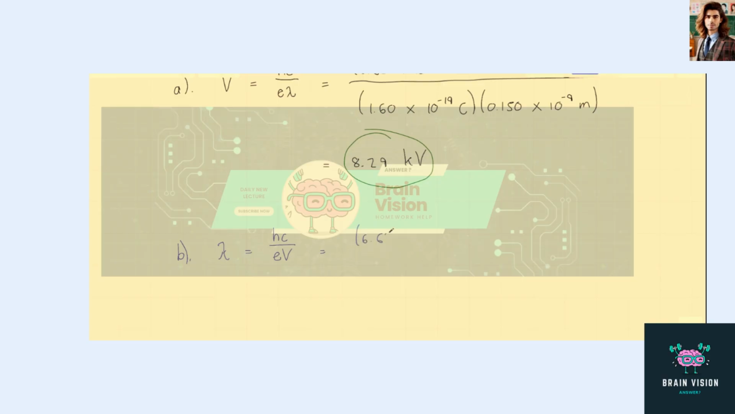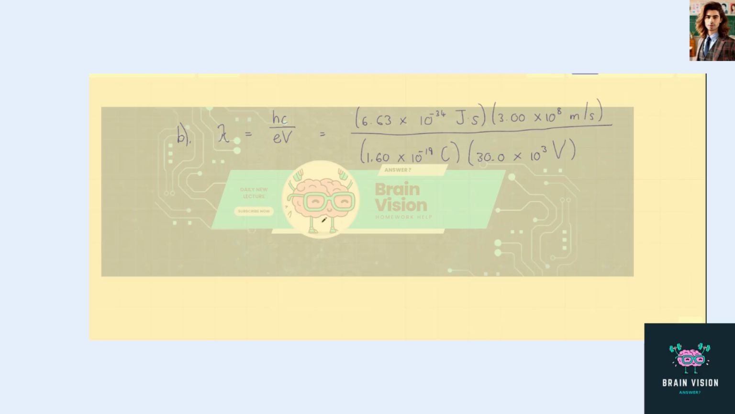So again, if we substitute our values, that's 6.63 times 10 to the minus 34 joule seconds multiplied by 3 times 10 to the power 8 meters per second, divided by e, which is 1.6 times 10 to the minus 19 coulombs, times the voltage, in this case 30 kilovolts, or 30 times 10 to the power 3 volts, which gives us the minimum wavelength of 4.14 times 10 to the minus 11 meters, which is 0.0414 nanometers.